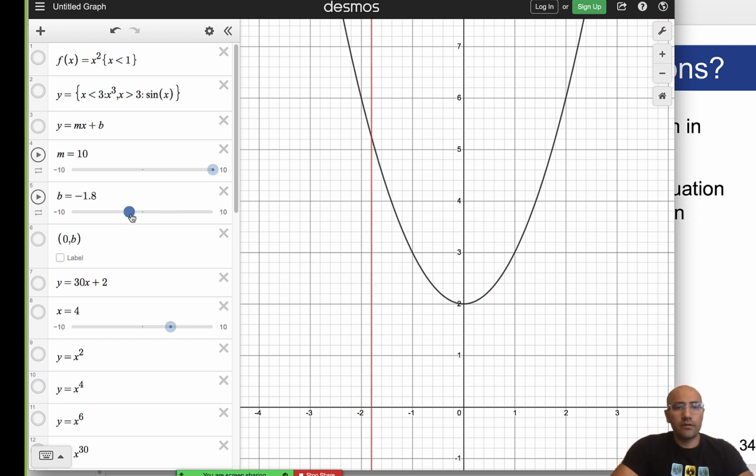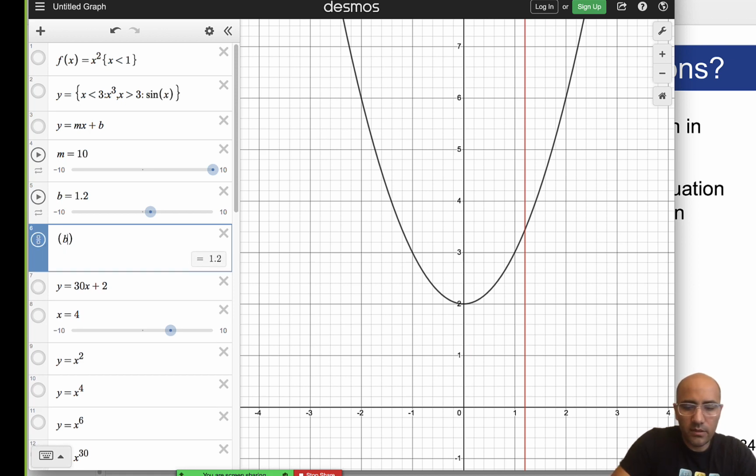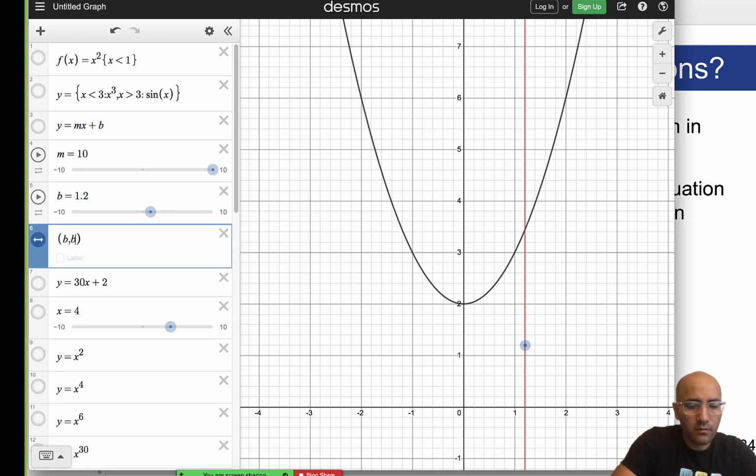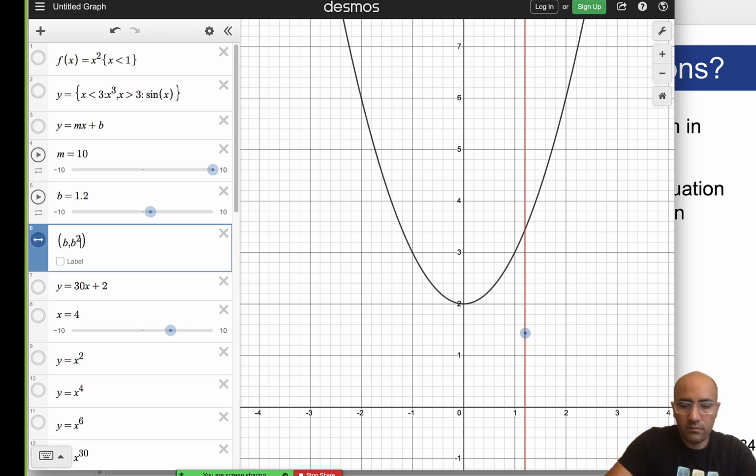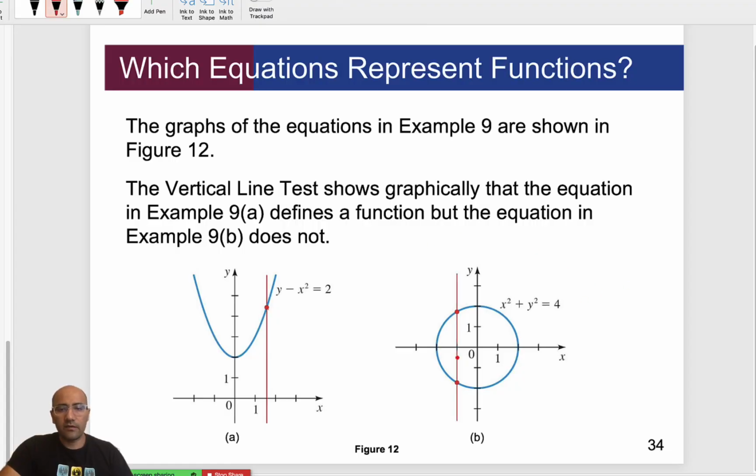Okay, so here is the vertical line sweeping through the function, and we see that as it sweeps through, it only touches the graph at one point at a time. How do I get it to be equal to that? Equals, comma, b to the second power plus 2. Do it that way. Okay, and then we can label it. There we go. Okay, so now as I sweep through, you see that it only touches at one point at a time. Good. And then we do the same thing here. And as I sweep through it, we see that it would touch at more than one point at a time.